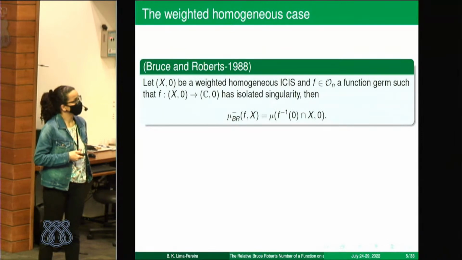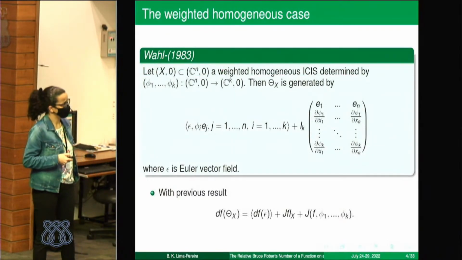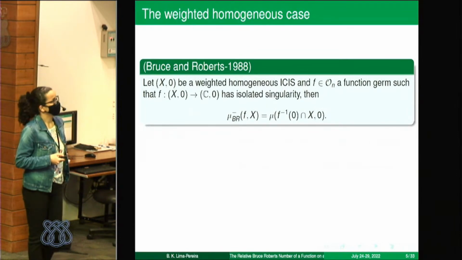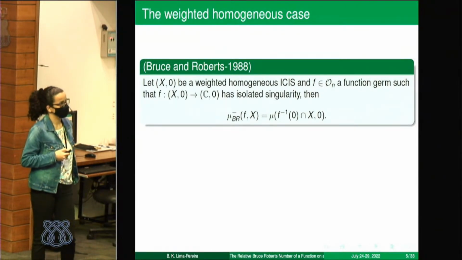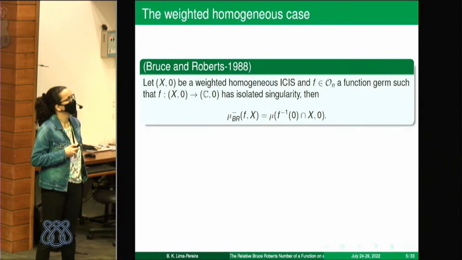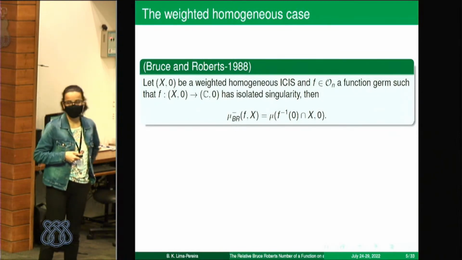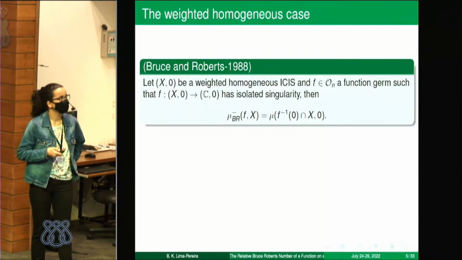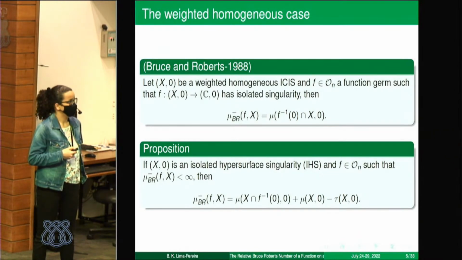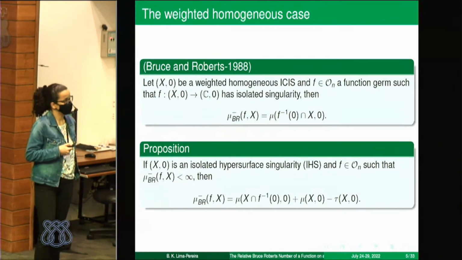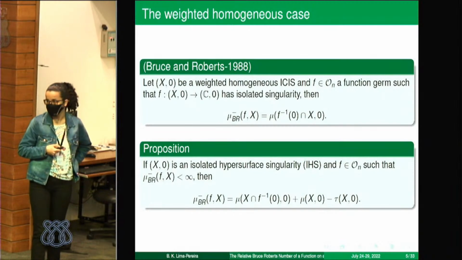Well, with this equality, Bruce and Roberts prove this characterization for the relative Bruce-Roberts number when X is a weighted homogeneous ICIS and F is a function germ such that this restriction has isolated singularity. Well, we prove that if X is an isolated hypersurface singularity and F is a function germ such that this number is finite, then we have this relation for the relative Bruce-Roberts number.